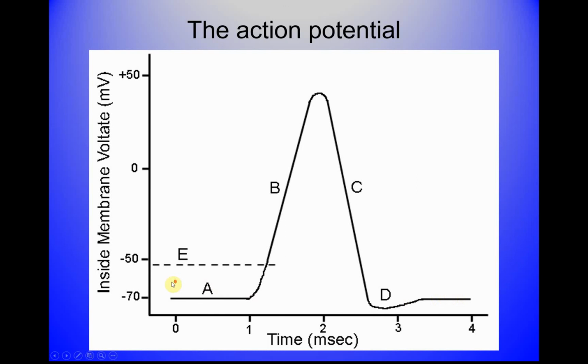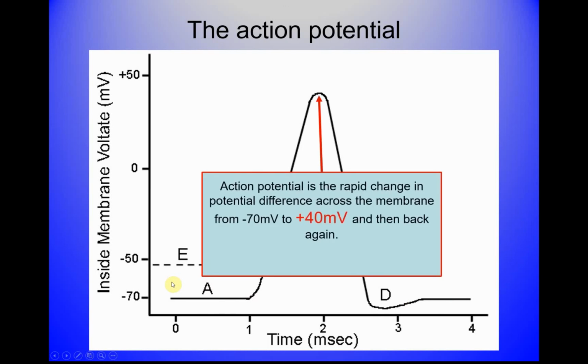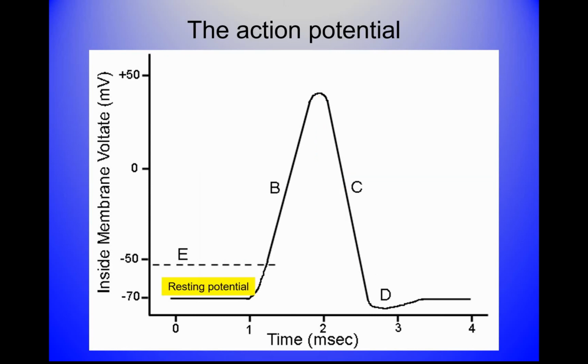Okay, so action potential is this rapid change in the potential difference across the membrane from this -70 from our resting potential, -70 to +40 millivolts and then back again. And because it is a potential difference, it's that change. Okay, and we talk about depolarization followed by repolarization, because remember we said our membrane when it's at resting potential is polarized at -70. So here's our resting potential.